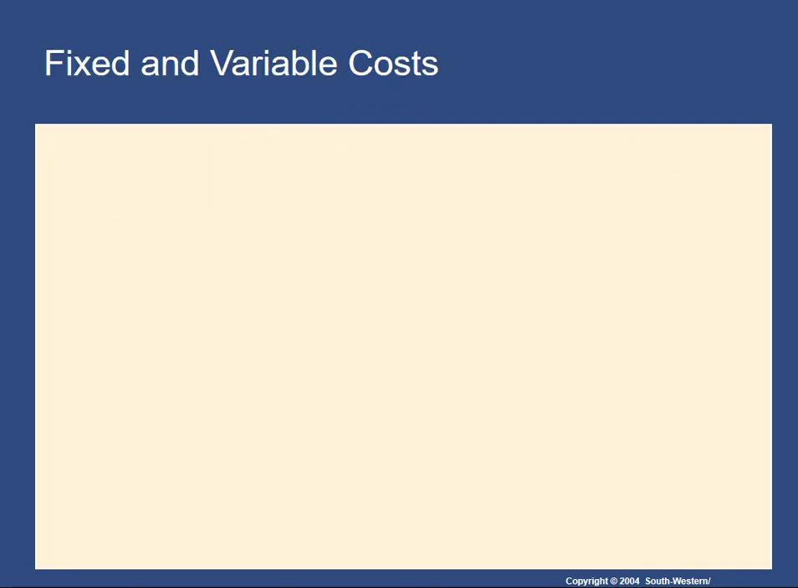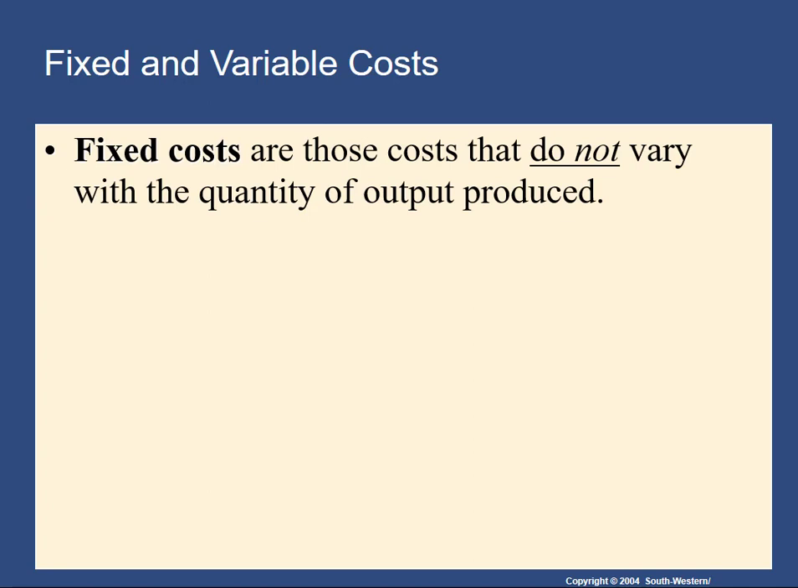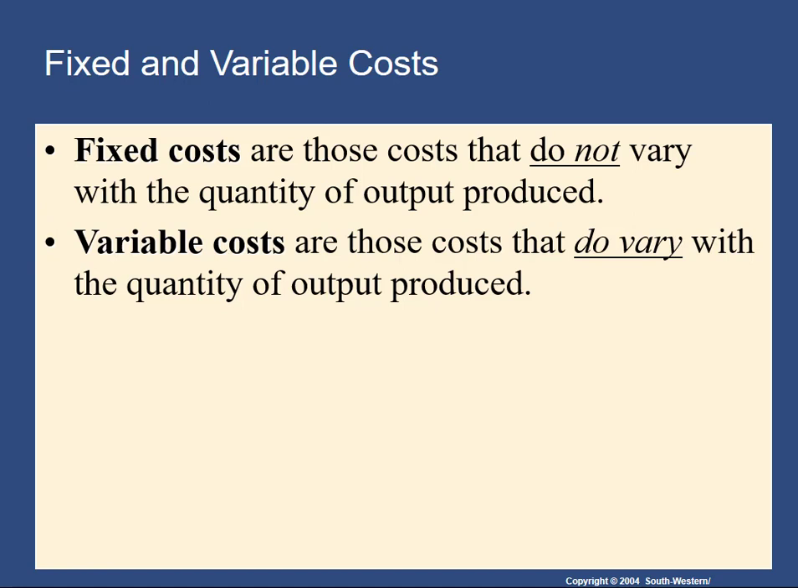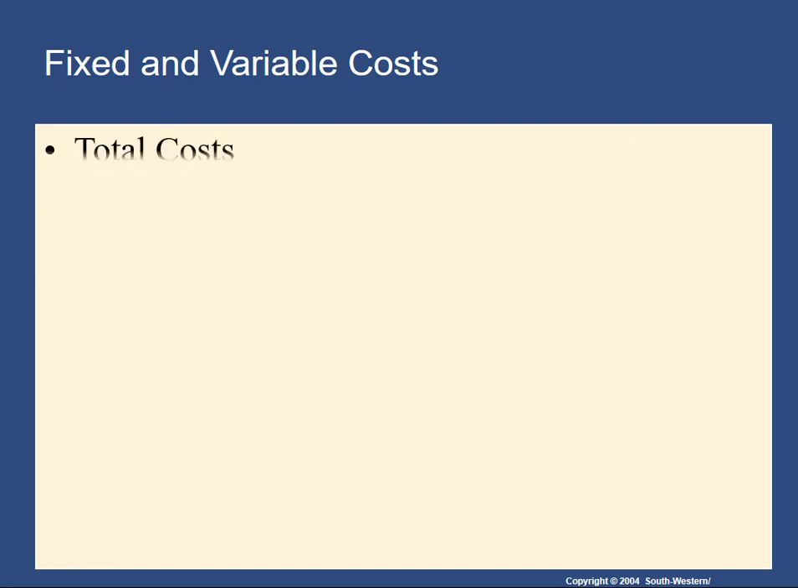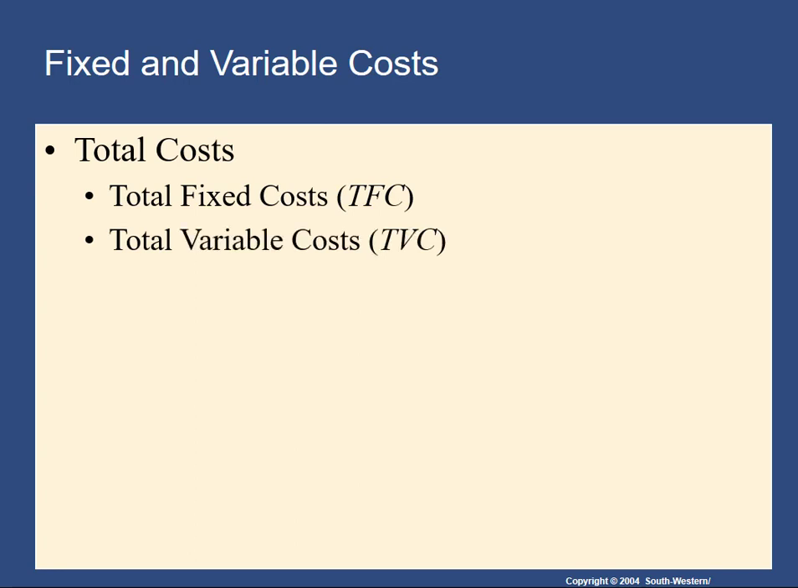The various measures of costs that we've discussed so far can be divided up into fixed costs and variable costs. Fixed costs are those costs that do not vary with the quantity of output produced. And variable costs are those costs that do vary with the quantity of output produced. So we can come up with a couple of equations that relate these ideas.